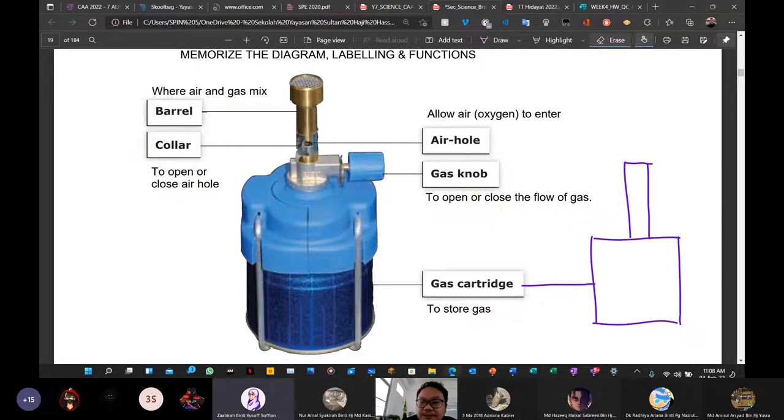Make sure, yes, for drawing always use a pencil. Something like that. After that, you draw the collar. You can draw it quite a bit like that, just to show that there's a collar. And at the side, you draw the gas knob. And at the center, there should be an air hole. Okay, so when you label, make sure you draw a line like that. So this one is barrel, this one is collar, this one is gas knob, this one is air hole.